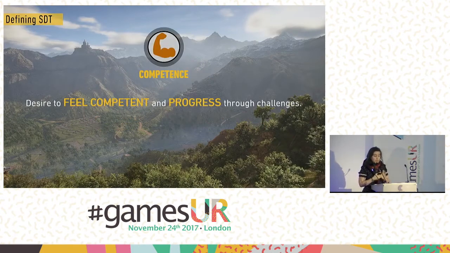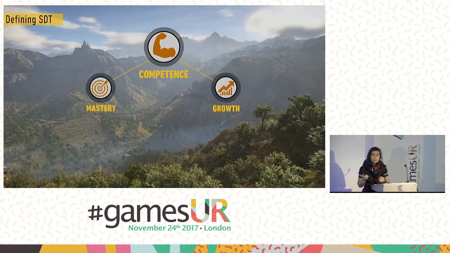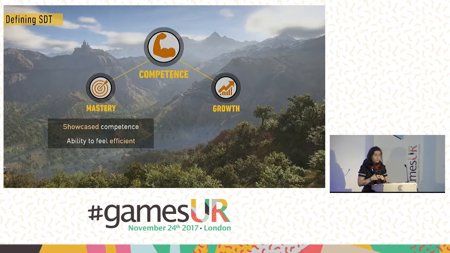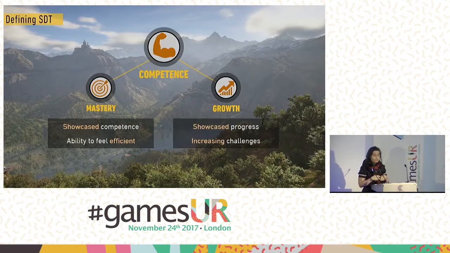Competence is more about the desire to feel competent and progress through challenges. Again, we split it in two parts, which are mastery and growth. Mastery is mostly about the game showcasing the competence of the players and the ability players have to feel efficient when playing the game. While growth is more about showcasing the progress of the players through the game and, for instance, offering them increasing challenges.